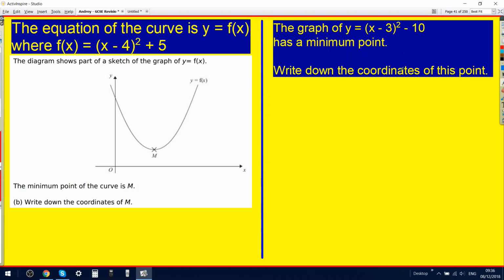So is the function here y equals f of x minus 4 squared plus 5? Don't I need coordinates here or something? So that's what you have to find, the coordinates of M. Any idea how you do it?